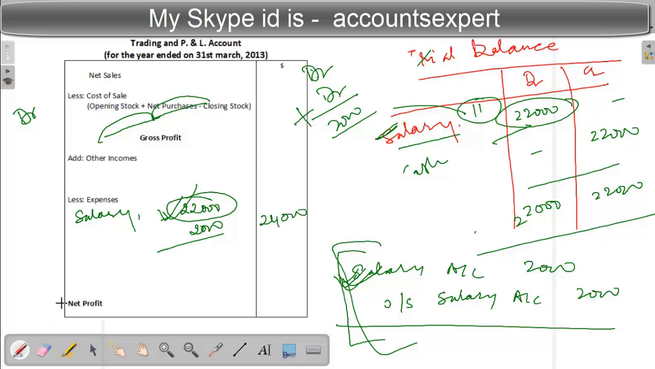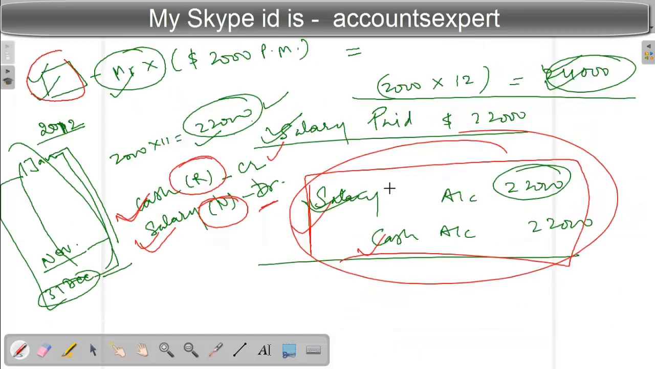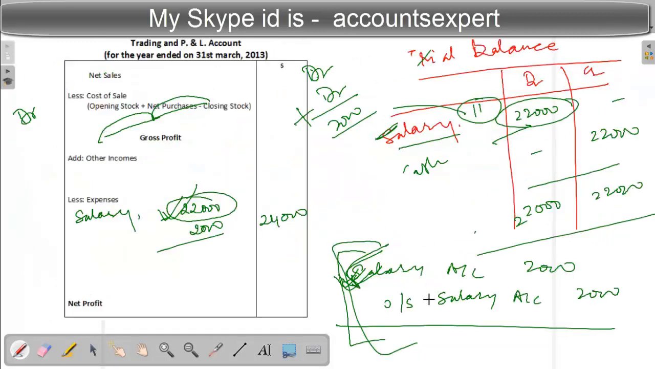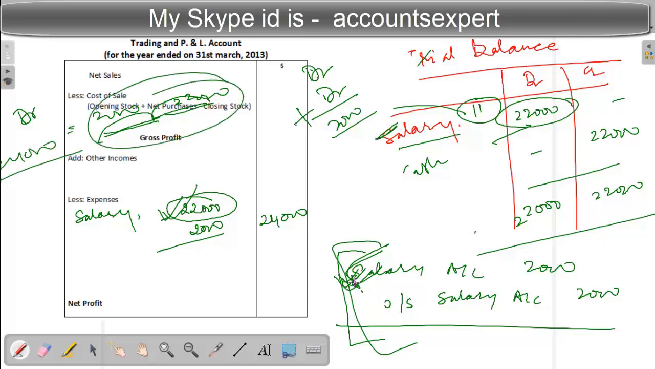Got it? So this is the impact. In this entry, salary debited. This is the normal entry, and this is the adjustment entry. Again salary debited, so same direction. That's why we add 22,000 in the first entry and 2,000 debited again in the second entry, and we write 24,000. Understood this logic? This is the Indian way to explain accounting. Debit by 22,000 in the first entry, again debited by 2,000 in the second entry. So total how much? 24,000, isn't it?